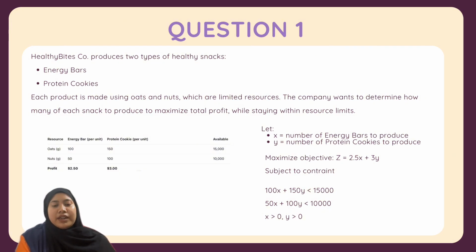So let x be the number of energy bars produced, and y be the number of protein cookies produced. The objective is to maximize Z equals 2.5x plus 3y, subject to the constraints 100x plus 150y less than or equal to 15,000 for oats, 15x plus 100y less than or equal to 10,000 for nuts, and of course x more than or equal to 0, y more than or equal to 0.